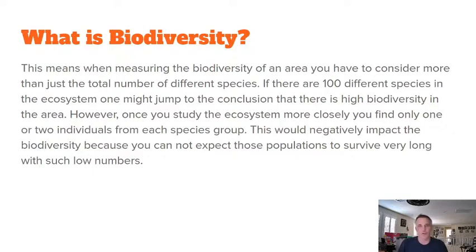So this means that when we're measuring biodiversity of an area, we have to consider more than just the total number of species, right? If there's 100 different species within an ecosystem, one might jump to the conclusion that there is a high biodiversity in that area. However, if you looked a little deeper, a little more closely, you might find that one or two individuals from each species group are alive. So that means there's not a large population size with some of those species. And this would have a negative impact on the biodiversity because you cannot expect those populations to survive very long with such low numbers.